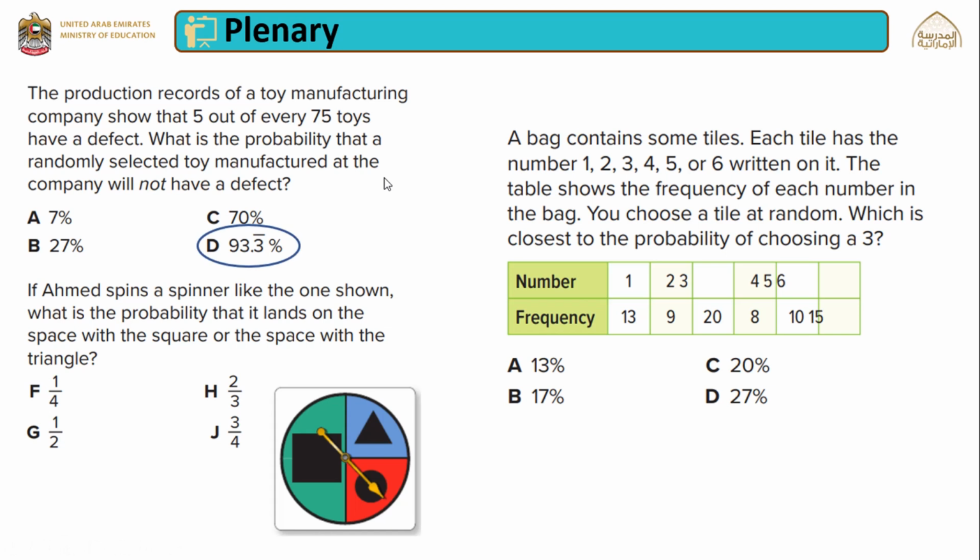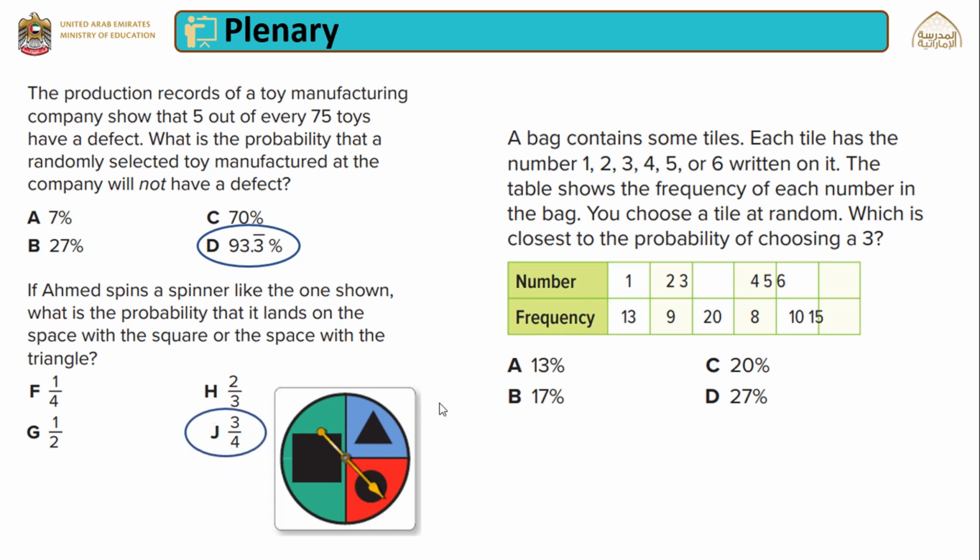If Ahmed spins a spinner like the one shown, what is the probability that it lands on the space with the square or the space with the triangle? Now the space of the square is half and the space of the triangle is a quarter, so we just add: half plus quarter is 3/4.